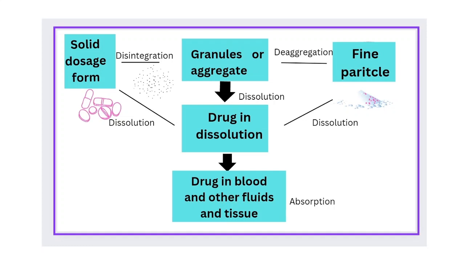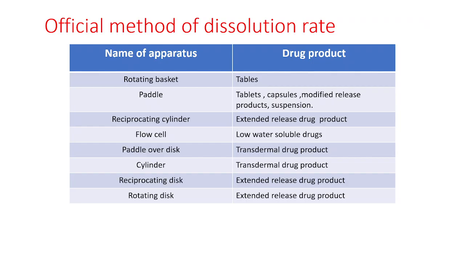Directly, the solid dosage form can be dissolved, and then the drug gets into the blood and other fluids and tissues. If the granules are deaggregated into fine particles, these fine particles directly dissolve. So the fine particles dissolve and then the drug reaches the blood and other fluids and tissues. Let us see the official methods of dissolution rate.